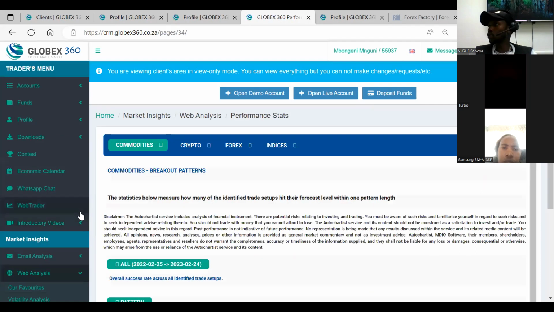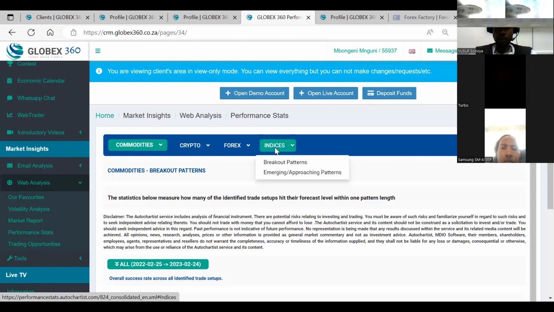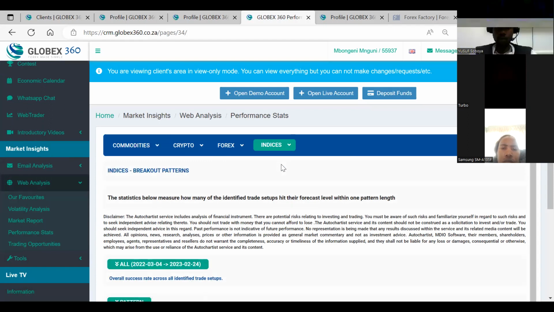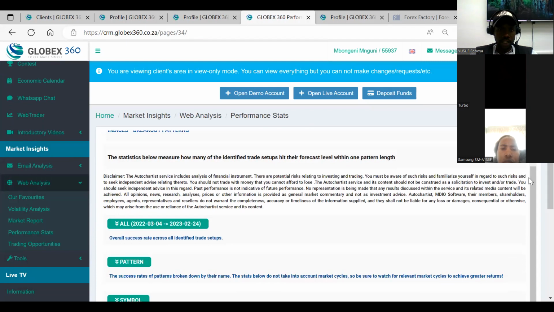Another one you can also see is the performance chart. So this is the performance chart. The performance chart gives you performance for commodities, crypto, forex, or indices. So let's say, for example, we want to see indices breakout patterns. Right, we click breakout patterns. It gives you the performance chart of the day.